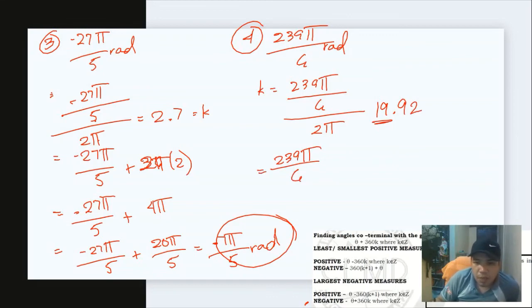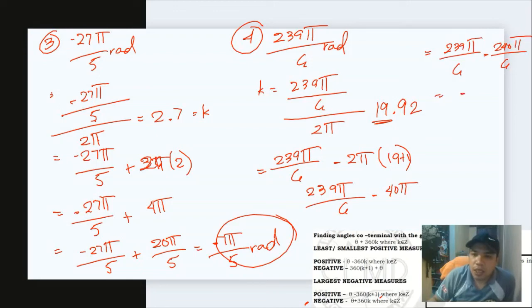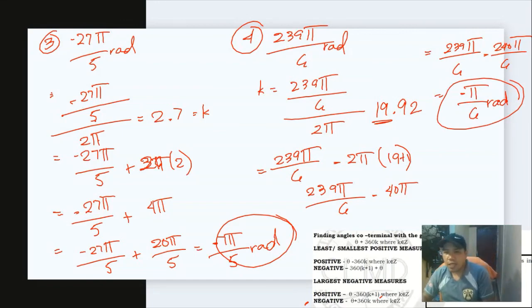So, 239 pi over 6 minus 2 pi times 19. 2 pi times 19 plus 1, so 20. So, that will be 40. 239 pi over 6 minus 40 pi. 6 times 40 is 240. So, next line. 239 pi over 6 minus 240 pi over 6. And that will be negative pi over 6. And that will be the answer for the last number.